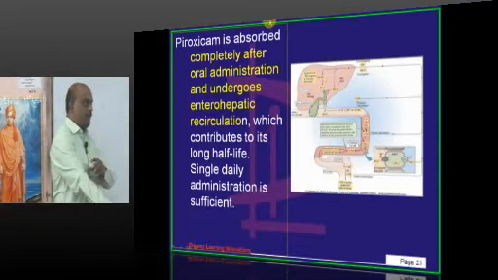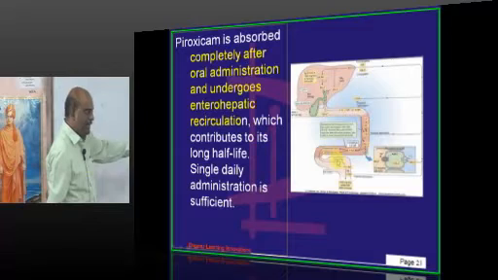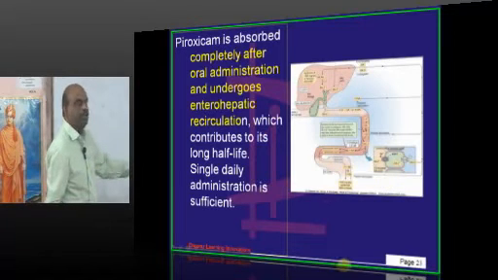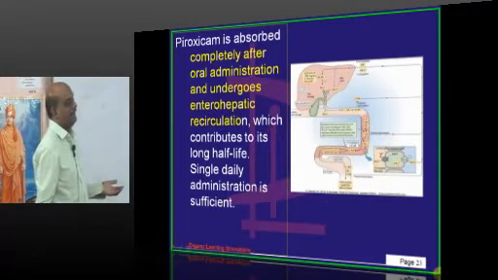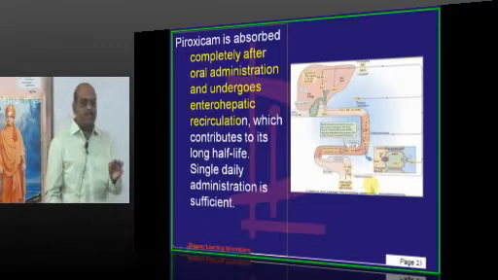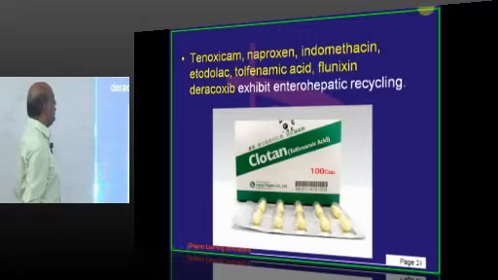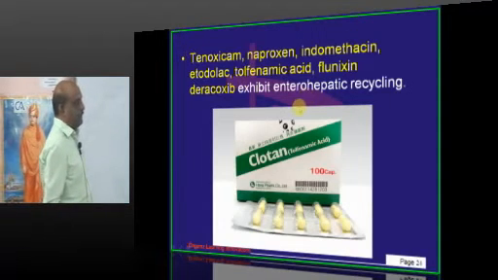When they go into blood, they go into liver. When they go into liver, they go into bile. From bile, they go into intestine, and through intestine, they are excreted into feces. So that doesn't happen for piroxicam. Hence, piroxicam has got a long half-life, is what you have to basically remember.